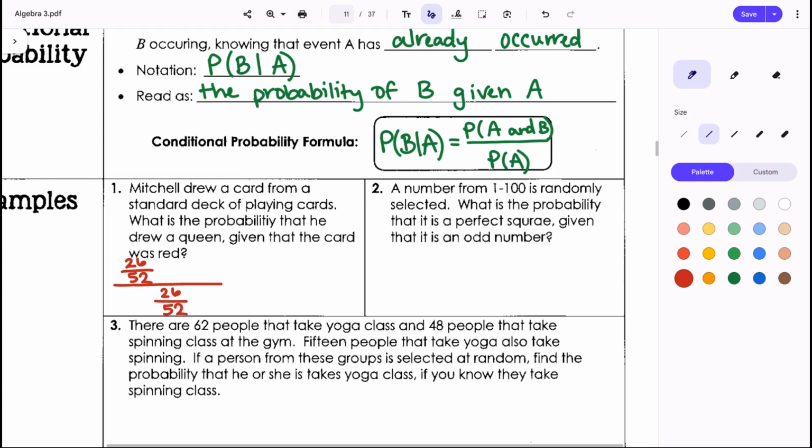Now on the top, we also need to include the probability of B happening. B is when they said he drew a queen. How many queens are in a deck?